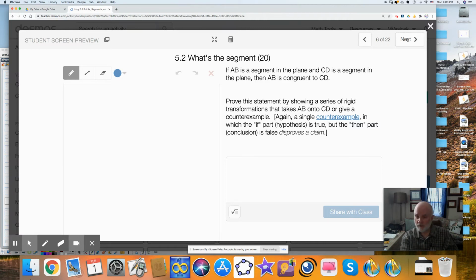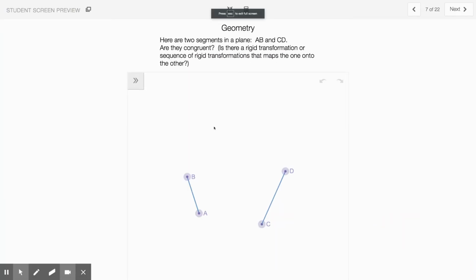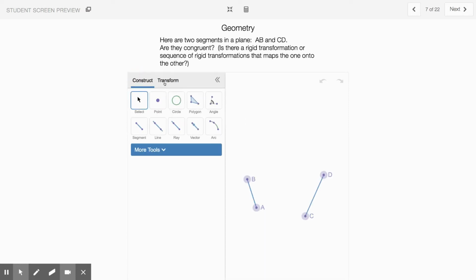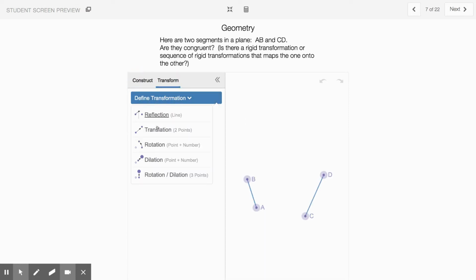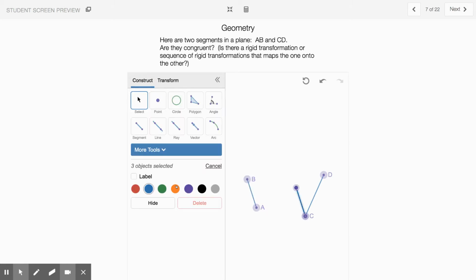You try doing this, and I'm going to show you how I would do this. Here are two segments, AB and CD. Are they congruent? Is there a rigid transformation that takes one to the other? I'm going to define a transformation. I'll do a translation from A to C. And I'm going to translate this segment by that much. I'll color this orange so as to distinguish it. The orange is what I've just translated.